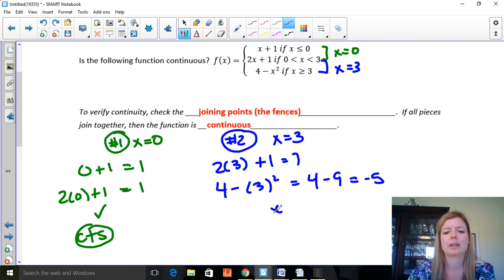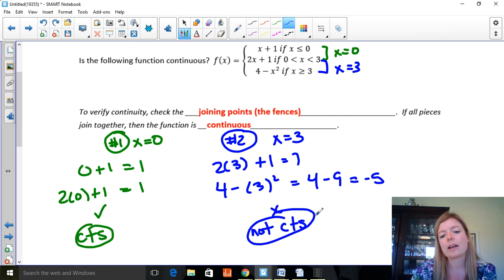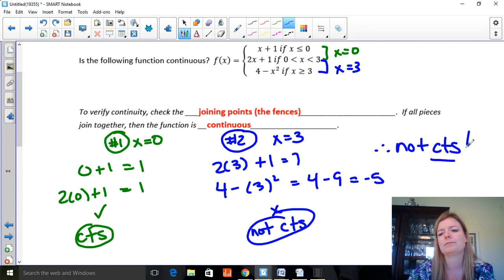It's not continuous. So even though it was continuous here, because it's not continuous here, there's a jump, and you go from 7 down to minus 5. Altogether, we have to say that it is not a continuous function. Wah, wah.